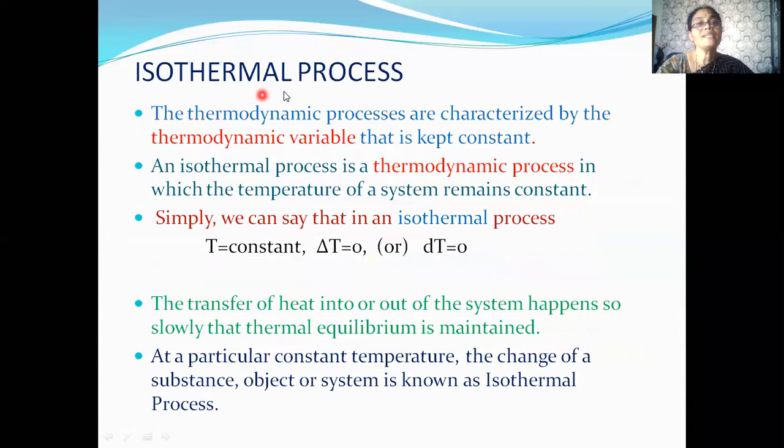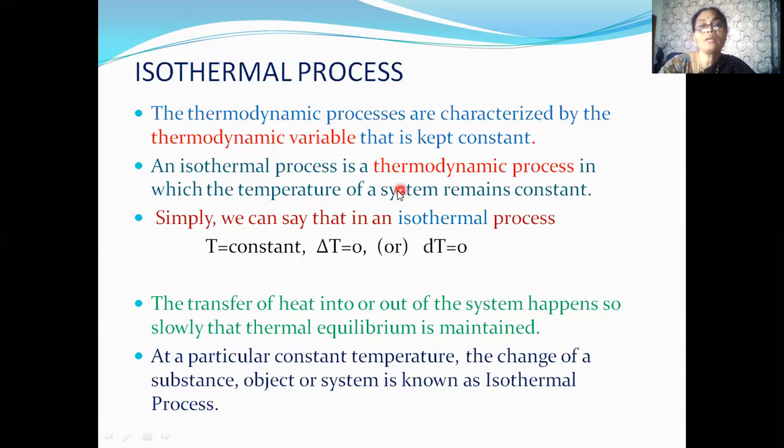First, let's see what is meant by an isothermal process. We have already studied that the thermodynamic processes are characterized by the thermodynamic variable that is kept constant. In the previous classes, we have seen that in an isobaric process, pressure was the variable which was kept constant, and in an isochoric process, volume was the thermodynamic variable which was kept constant. Now let's see what is the variable which is kept constant in the case of an isothermal process.